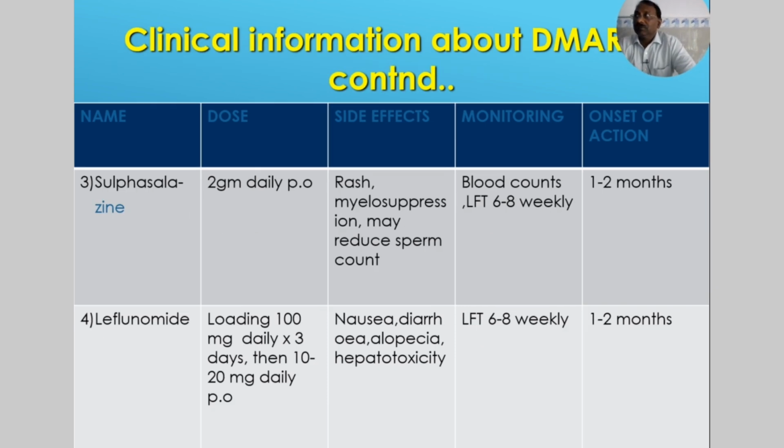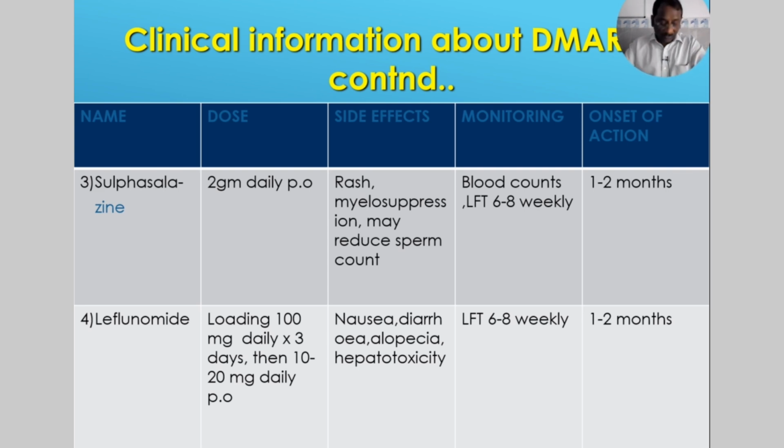Sulfasalazine. Always start with 500 mg only, like your metformin. You can go up to 2 grams. Side effects: rash, myelosuppression, may reduce the sperm count. Monitor the blood counts and the LFT. Onset of action 1 to 2 months.